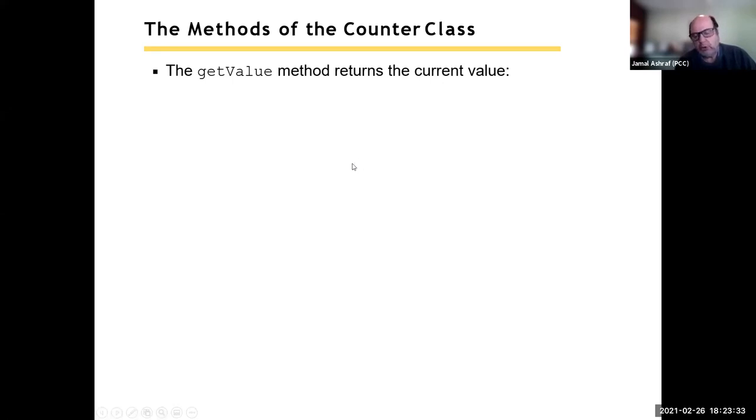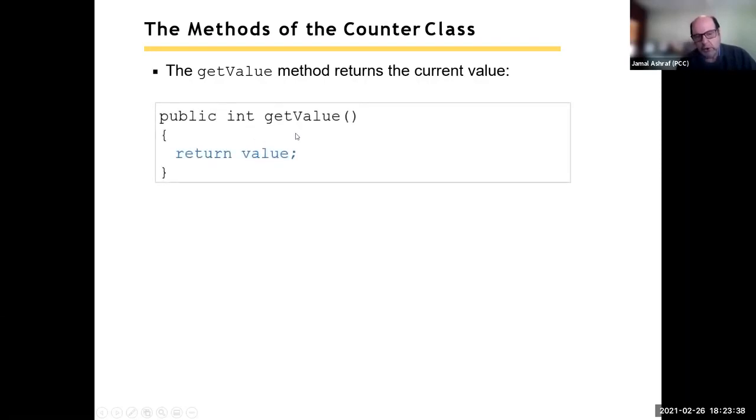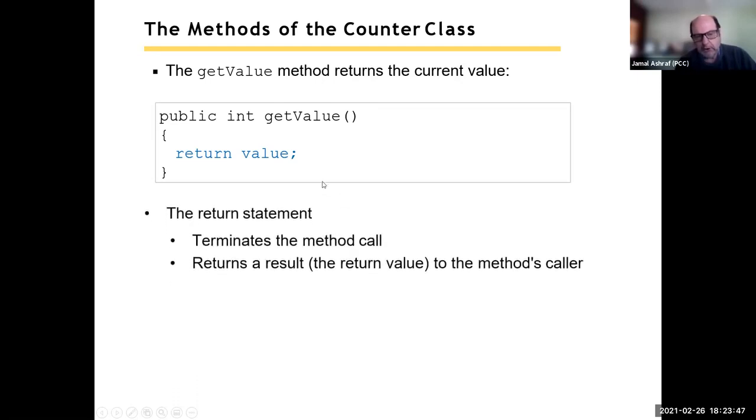Get value is going to give me the information of what I have. So the method getValue is just going to return the value that I have in the class. So how do I call it? I'm going to create an object, and then I'm going to use the dot operator to call getValue. So when we have a return value, the return is going to terminate my method, and it's going to return this value to the calling method.